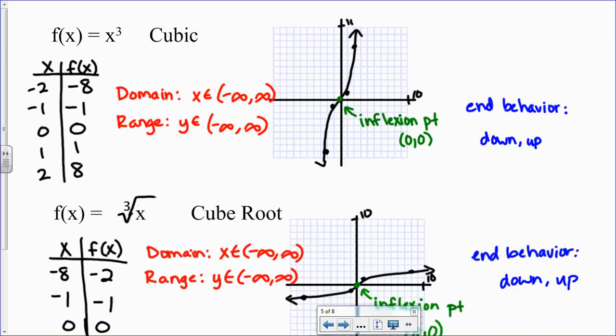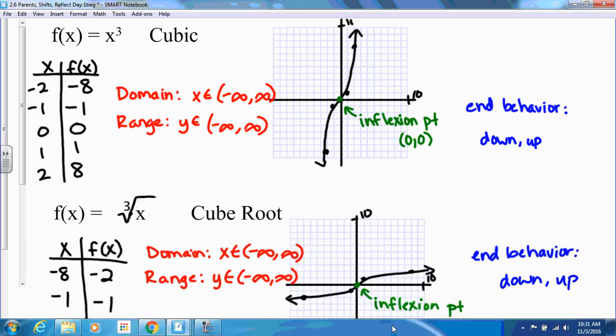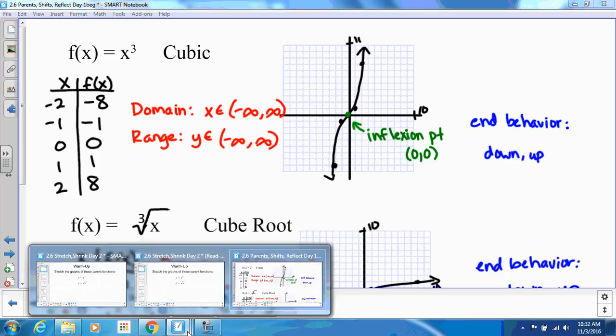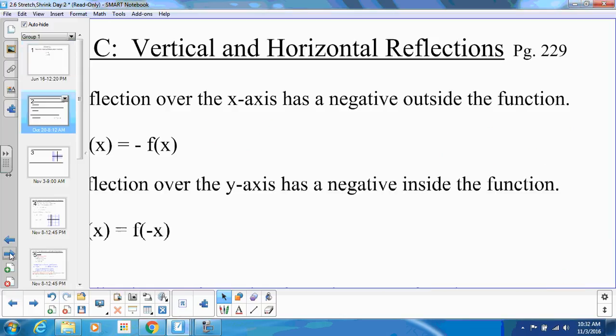Okay, so that's all we needed to add. There's a few questions that talk about the tail end behavior. All right, so let's get back to the transformation. So we did vertical and horizontal shifts. We talked about that at the end yesterday. And so now I want to talk about reflections.